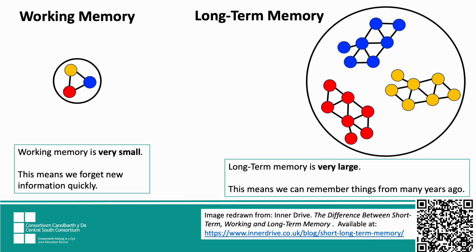The following descriptions are taken from Inner Drive's The Difference Between Short-Term, Working and Long-Term Memory. What is short-term memory? Short-term memory has a very short duration, only storing information for a brief period of time, and research suggests that this number is around 15 to 30 seconds, unless you use rehearsal strategies such as reading the information out loud. After this period of time, the information is either lost or transferred to our long-term memory.